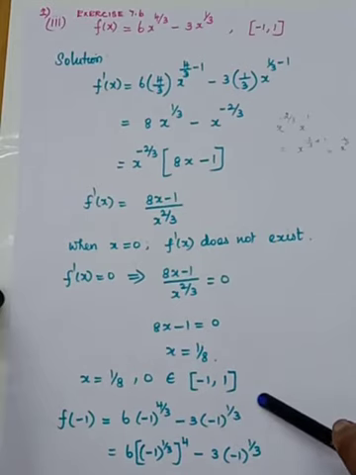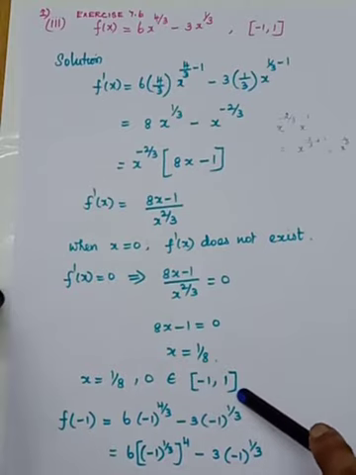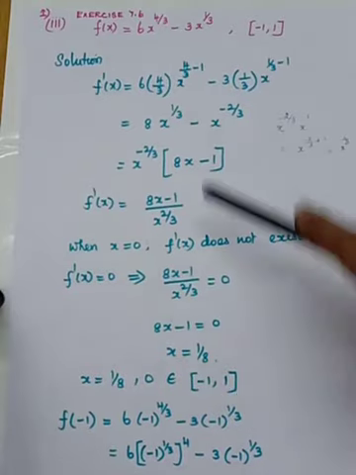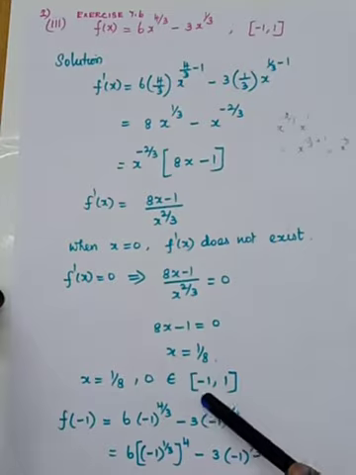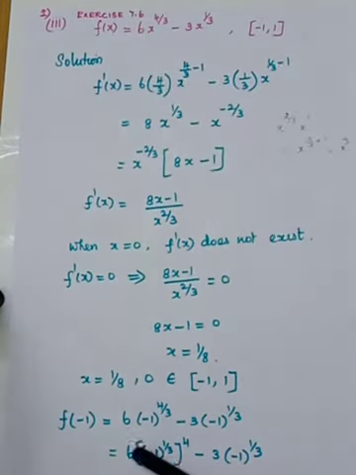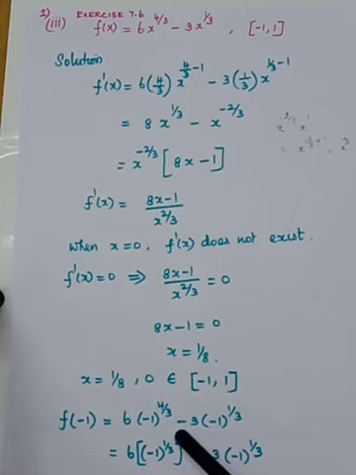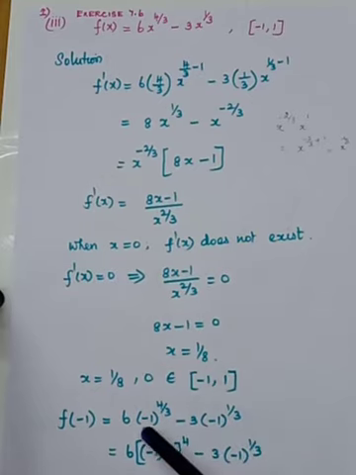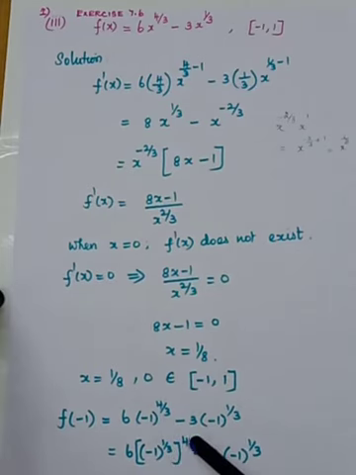You have to substitute the end points of the interval and the critical numbers in f of x. So, I'll take the first end point, minus 1. I'm going to substitute here in f of x. So, f of minus 1 is equal to 6 into minus 1 the whole power 4 by 3 minus 3 into minus 1 the whole power 1 by 3. This can be written as minus 1 the whole power 1 by 3 to the power 4, minus 3 into minus 1 the whole power 1 by 3.